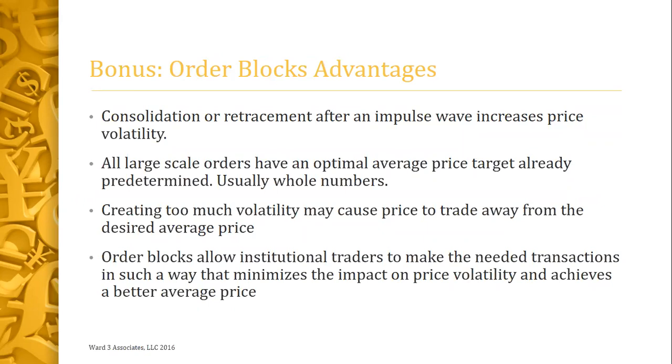So there's an exchange or a profit distribution real quick back into the same order block before it moves back in the opposite direction. Order blocks allow institutional traders to make the needed transactions in such a way that minimizes the impact on price volatility, but achieves a better average price.